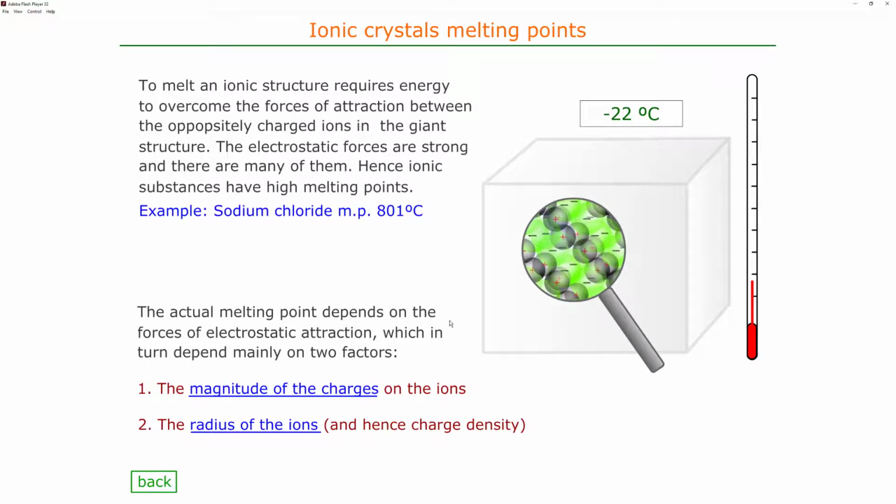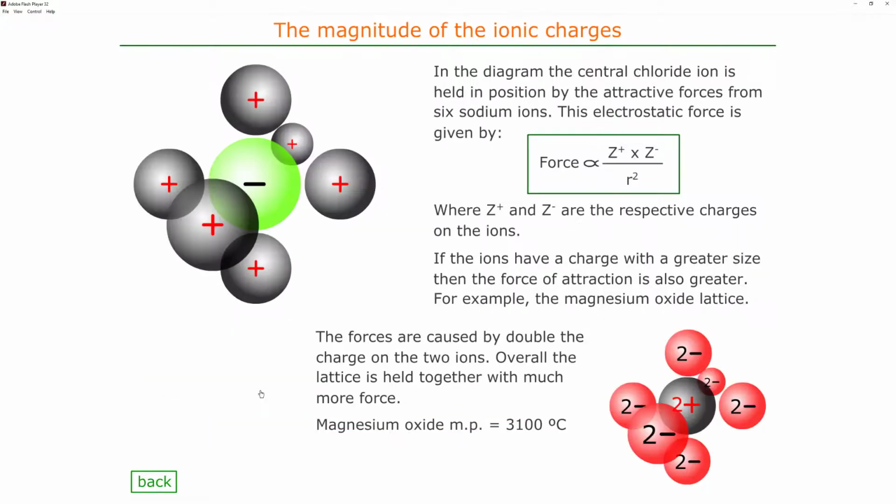Okay, the actual melting point will depend upon the force of electrostatic attraction, and this depends on two things. The most important of these two things is the magnitude of the charge. Now, if we have a look at, say, a sodium chloride organisation, we've got single positive charges attracted to single negative charges.